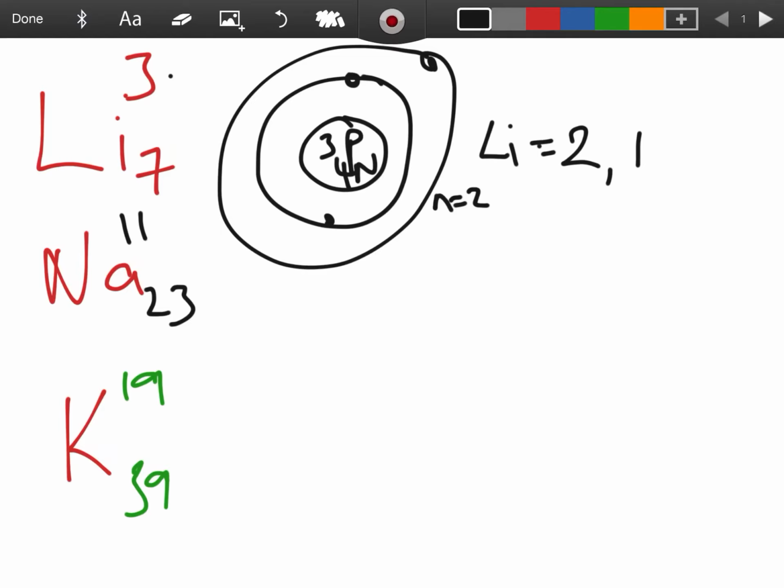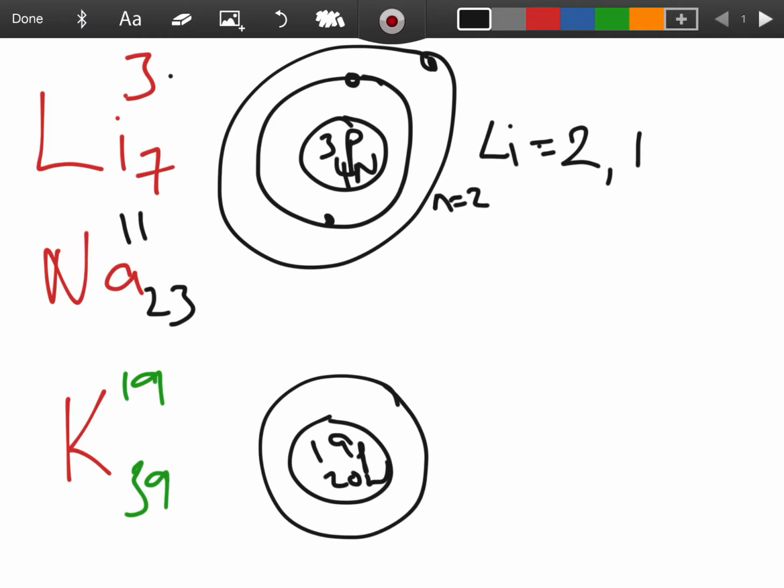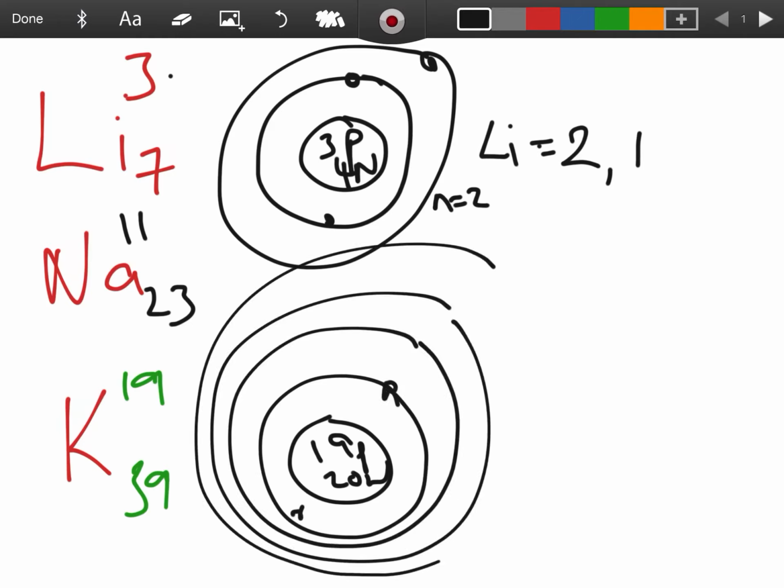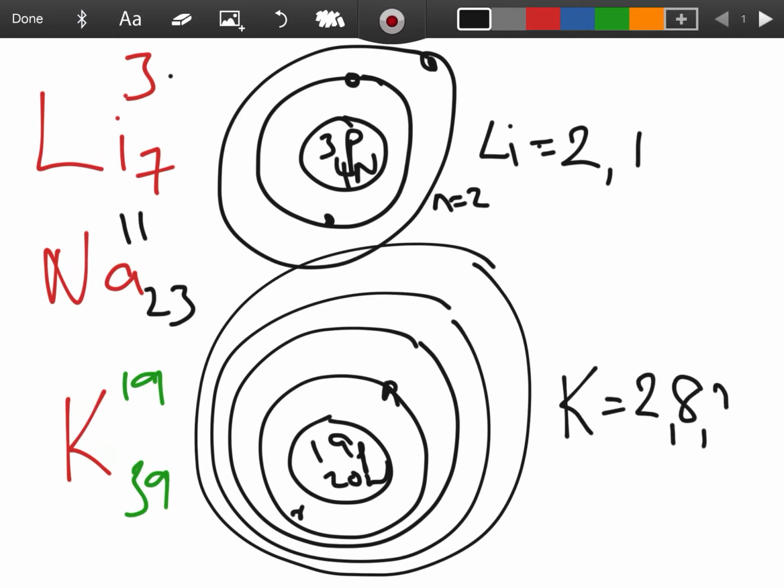And now, what you should be doing really is pausing the video, drawing the 3 atoms underneath each other. So if I attempt to draw potassium, but I'm going to run out of space, 19 protons, 20 neutrons, and then I have to go, okay, 2 in the first shell, I'd have to put 8, and 1. So the configuration for potassium would be 2, 8, 8, 1, and that would be 2 and 8 is 10, and 8 is 18, and 1 for 19 electrons that I would need to put in.